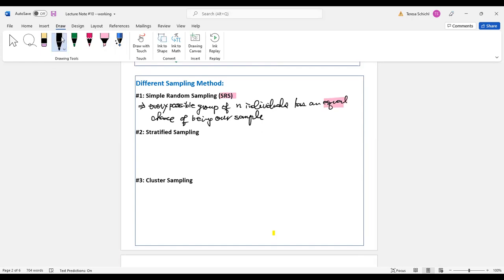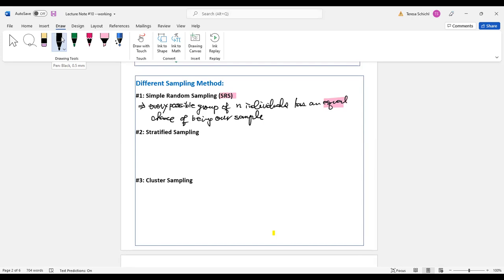It's like if I want to sample 20 students from the university. Imagine you put every student's name in a bucket, and then you randomly pick 20 of them. Every student's name is in the bucket, so every one of them has an equal chance to be chosen. That's what we call a simple random sample.